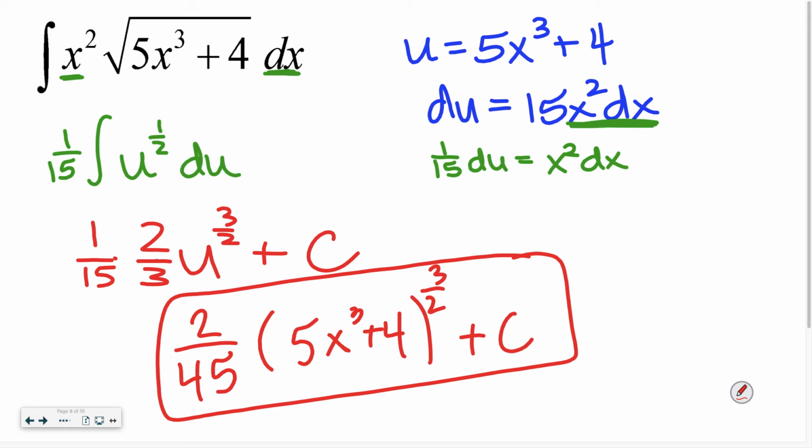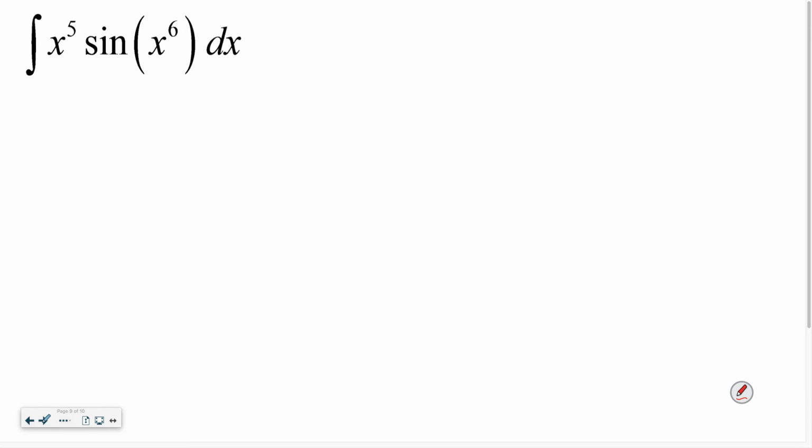Okay. So that didn't have exactly what we needed on the outside, but at least the derivative relationship was there, to where we could just adjust with a constant and then we were good to go. And that's probably more the type of problems that you'll see than the first couple that we did. All right. So let's take a look at this one right here.